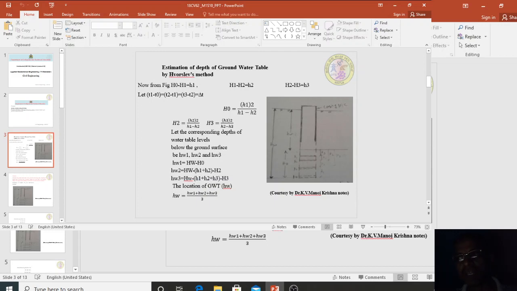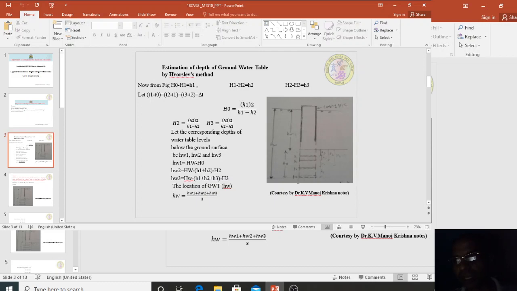If it is clayey soil, it takes days together for the water table to reach the original position, because the permeability of flow of water in a clayey soil is very less. Permeability means what, students? The ease with which water flows through the body of the soil sample is called permeability.